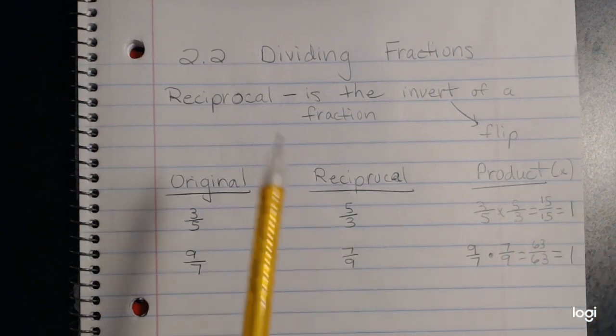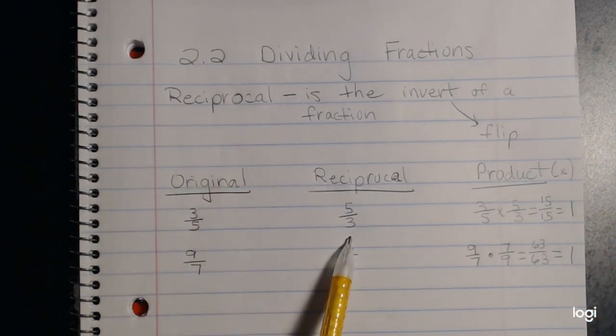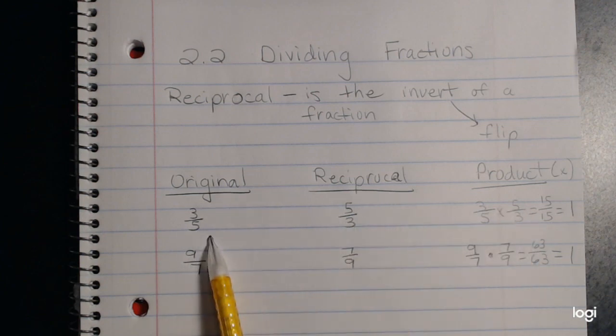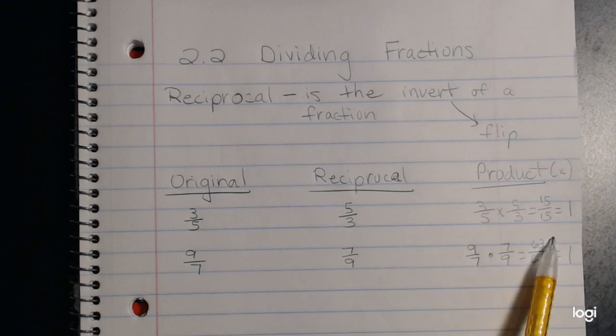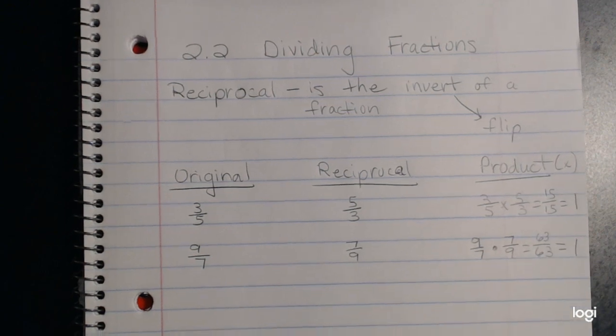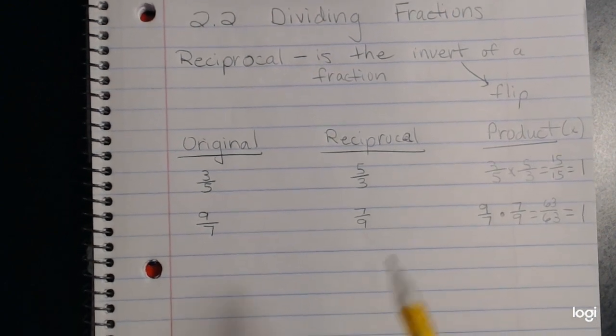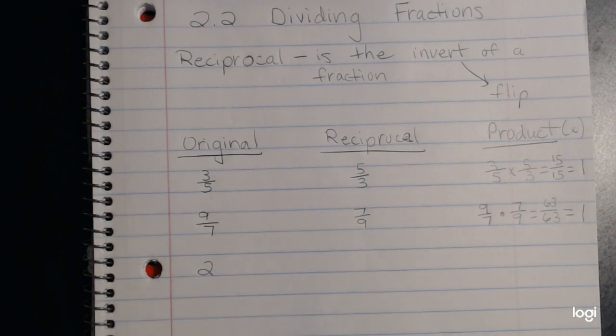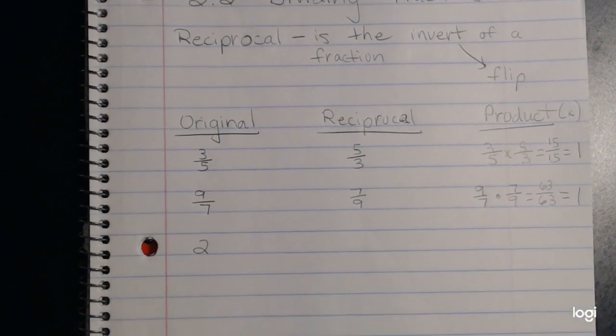So if we look, we've talked about the word reciprocal, flipping. We've talked about if we multiply a fraction by its reciprocal, the product will always be 1. But what happens if I give you the original number 2? How do we make the reciprocal of 2?